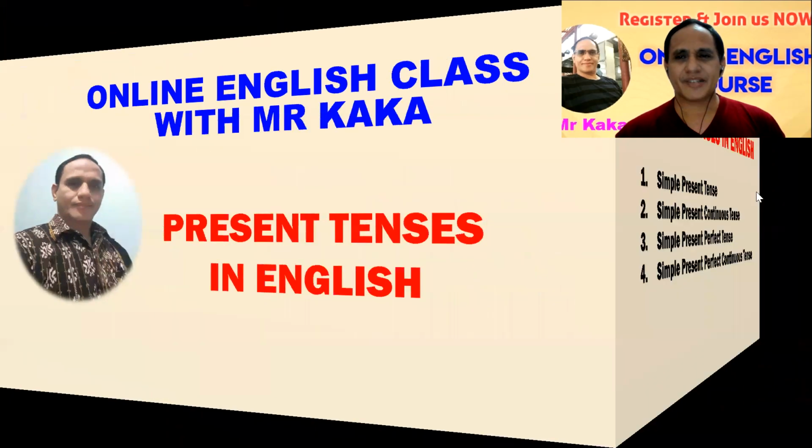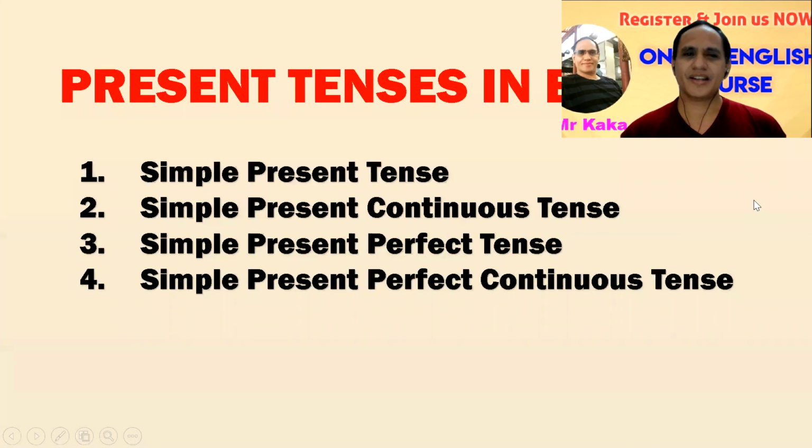And right now, I'm going to discuss the present tenses in English. As we know, in English present tenses we have four types: simple present tense, simple present continuous tense, simple present perfect tense, and simple present perfect continuous tense.